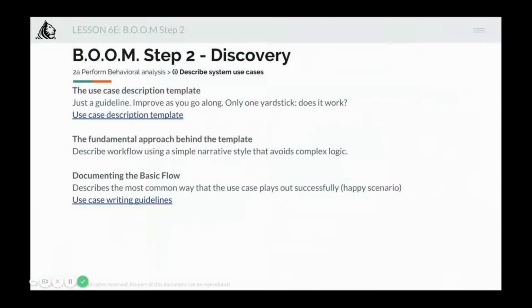What is the fundamental approach behind this template? The underlying principle of this template is to describe workflow using a simple narrative style that avoids complex logic. The trick to keeping things simple is to handle variations in a separate area of the document rather than in one all-encompassing section. First, you document a normal, typical interaction in a section called basic flow. Next, you describe alternative success scenarios in an alternate flows section. And finally, you describe error handling in an exceptional flows section.